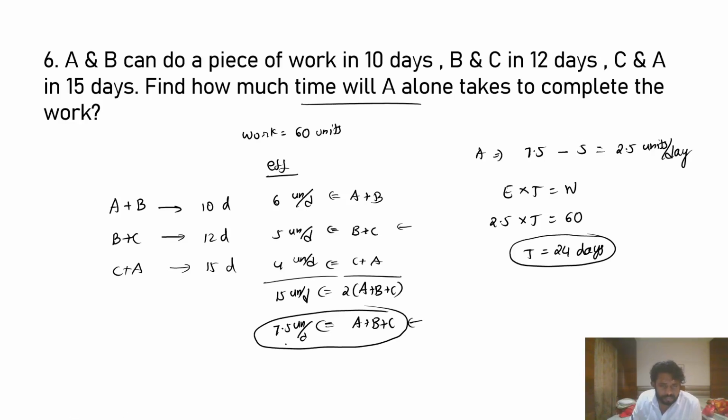Simple idea: the difference between A, B and C is, sorry, 7.5 minus 5 is 2.5, and you know 5 units per day, 12 days they are taking. So now what happened? 2.5 units means efficiency became half, then obviously time will become double. By using that idea also I can answer 24 days. Okay, this is the answer. I hope you understand this. Let us move on to the next.